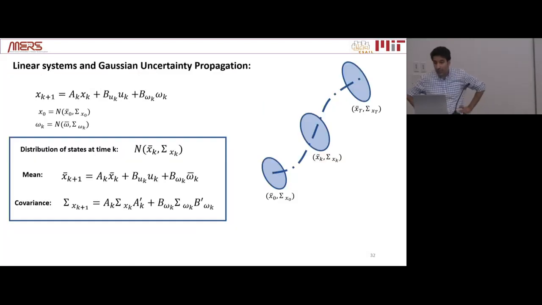So in general, if you are given a linear dynamics with Gaussian uncertainty for the initial state and also for the uncertainties, at each time k, the states of the system will have a Gaussian distribution whose mean and covariance are described by these two equations. Based on this, the mean at time k plus 1 can be described by the mean of the state at the previous time, the input, and the mean of the noise. And the covariance at k plus 1 can be described by the covariance of the states and the noise at time k. So we have a nice formulation to propagate the uncertainty when we have linear dynamics and Gaussian distribution.